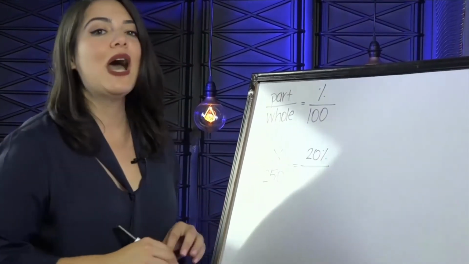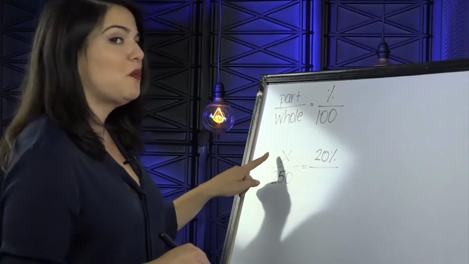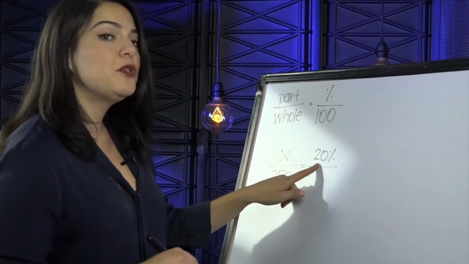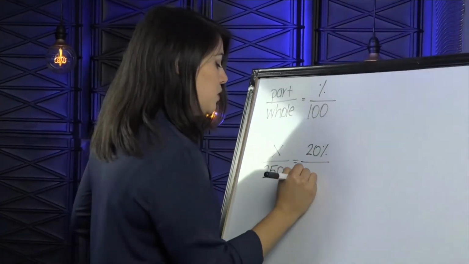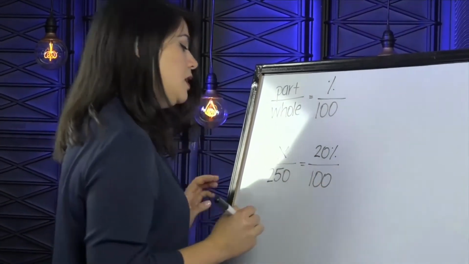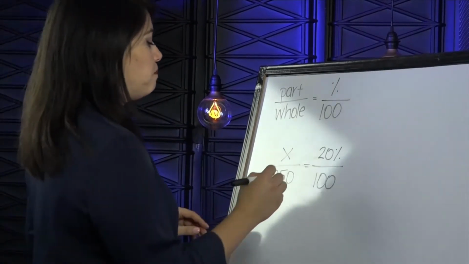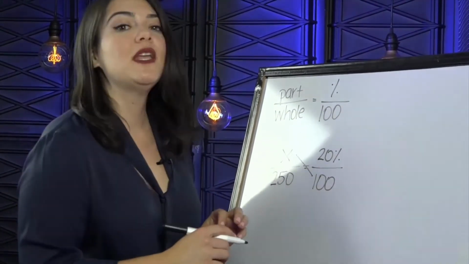And if we want to know how many students there are, this is the number of people wearing hats. This is the percent of people wearing hats. If it matches up, then we're doing good. And 100 always goes down here. Now let's go ahead and cross multiply. X times 100 is 100x.